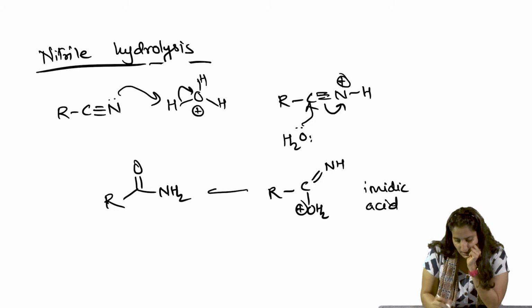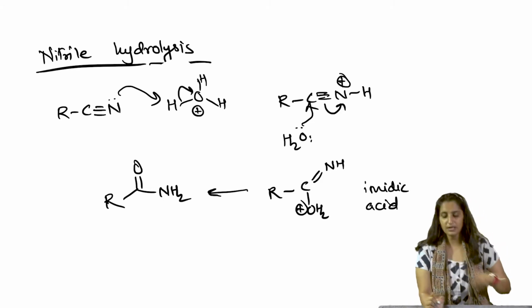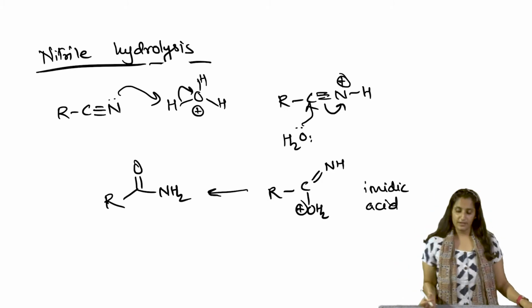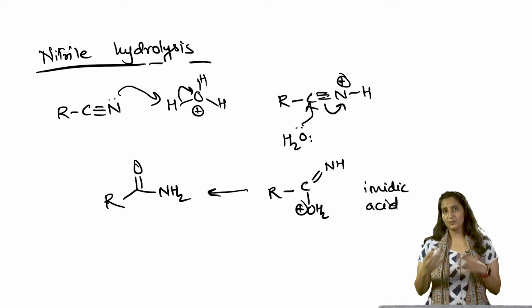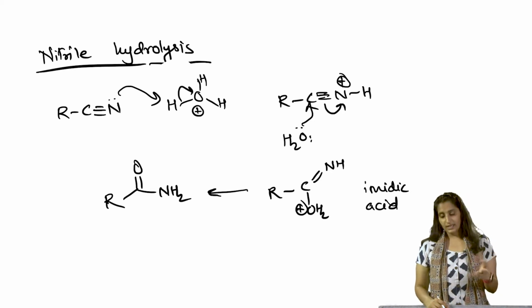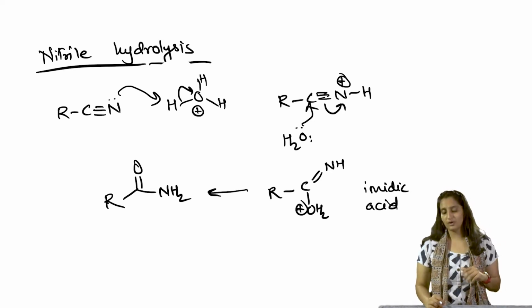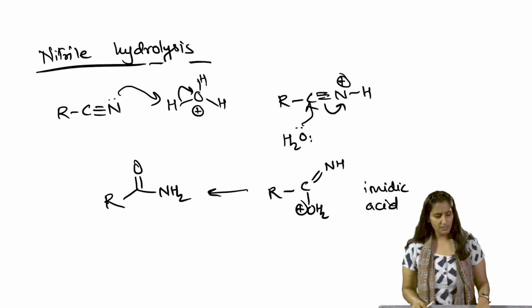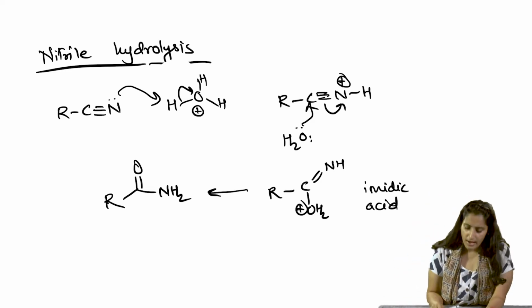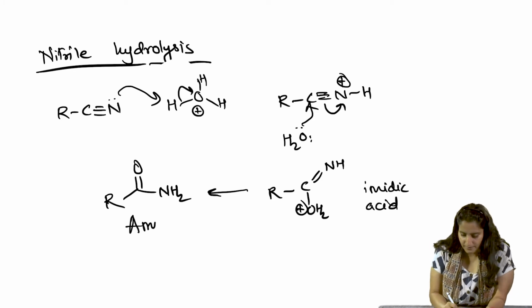So, you can try writing this mechanism from here to here. It is a simple keto-enol tautomerism. In the first step, you need to deprotonate this OH2 plus, then protonate the amine NH, reform the C double bond O, and then deprotonate it again. So, it is a very simple keto-enol tautomerism reaction happening here, and we form the amide.